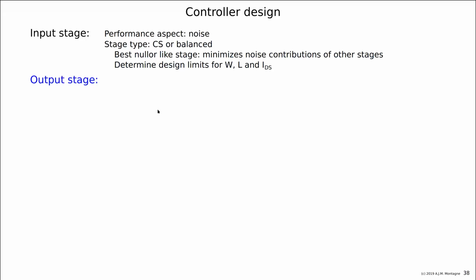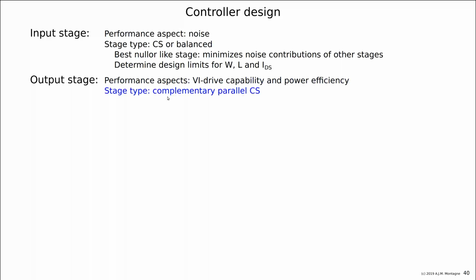The output stage. The most important design aspect for the output stage is its drive capability. So if the output stage cannot deliver the voltage and current drive capability, there's no way. Of course, you could exchange voltage and current with a transformer. That's included in the consideration. So the stage type, again here, we want a CS type stage, but prefer this complementary parallel CS. Why? Because it has a higher efficiency. And why a CS stage? Because it is also a nuller-like stage, the best nuller-like stage you can have.